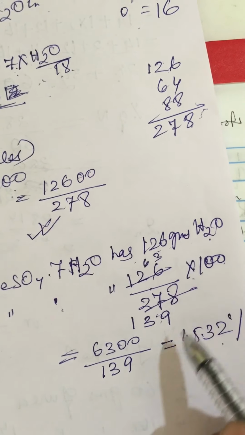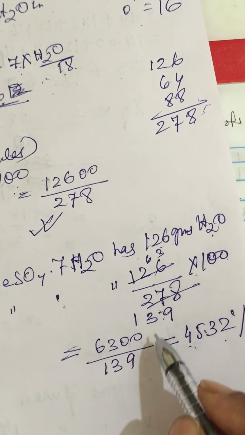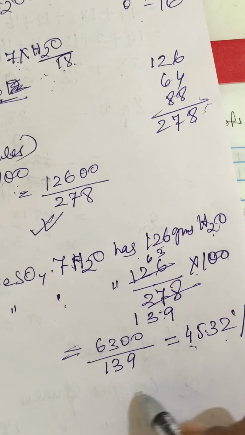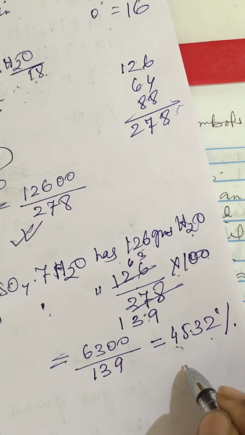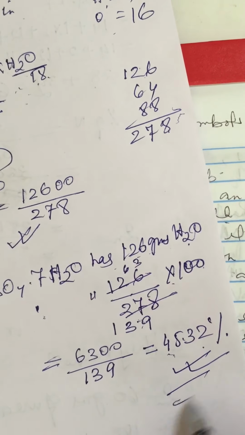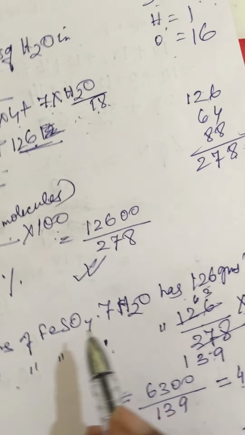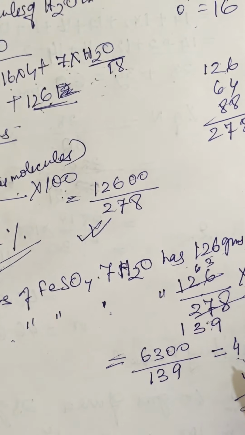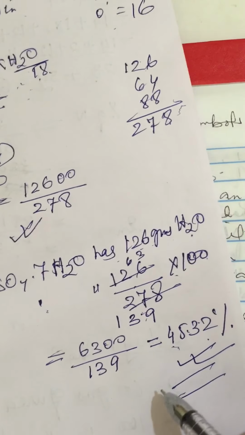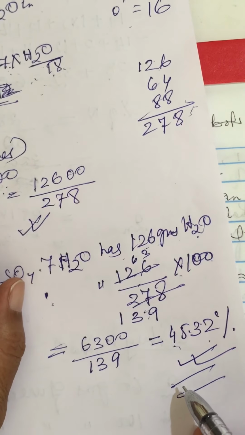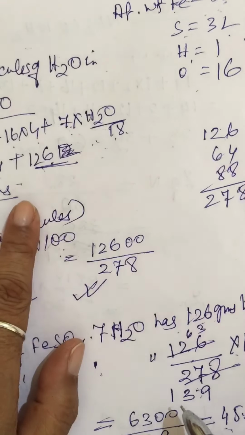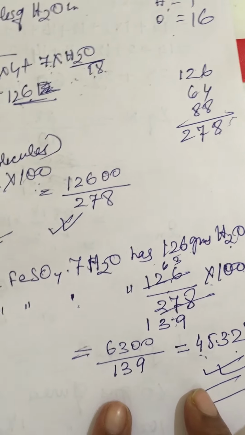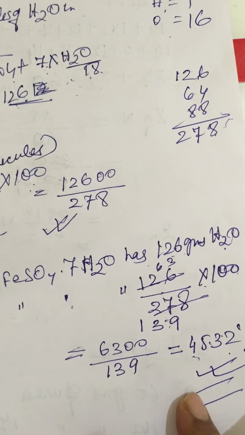278 into 100. So when you divide, you can make it small also. So 6300 by 139 is 45.32%. This is the answer. So this way and this way, both the processes are correct. So if you forget the formula process, you can use the unitary method. Hope children you understood. Thank you.